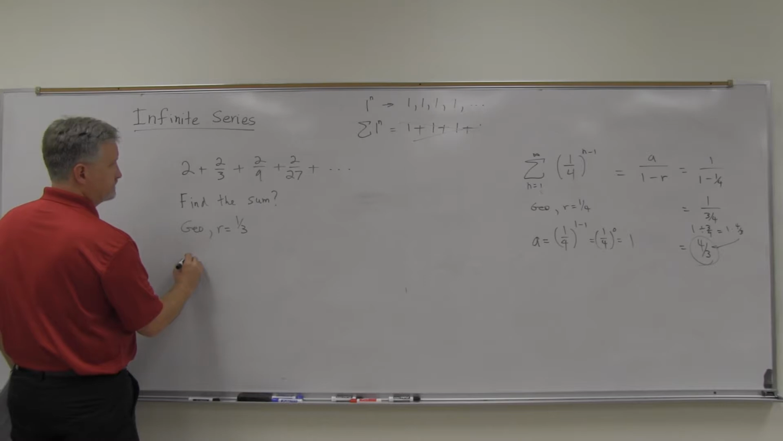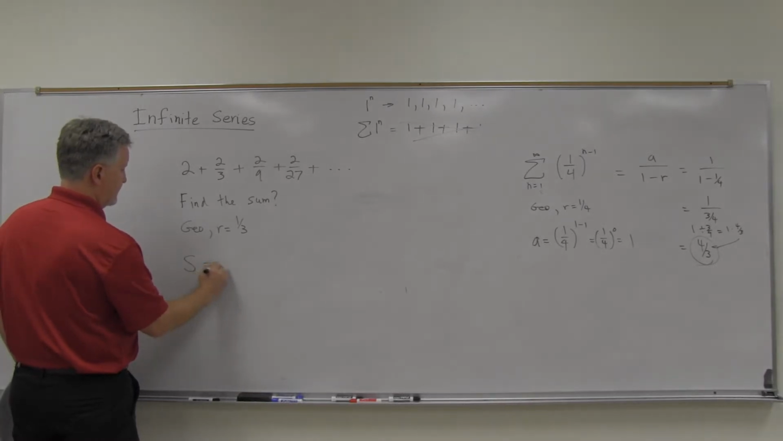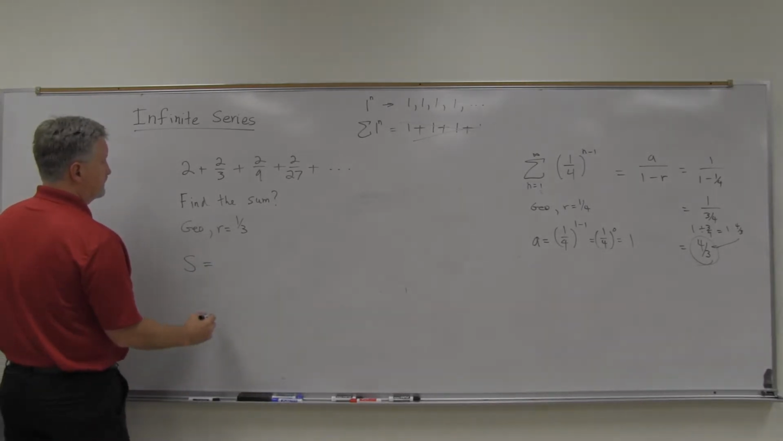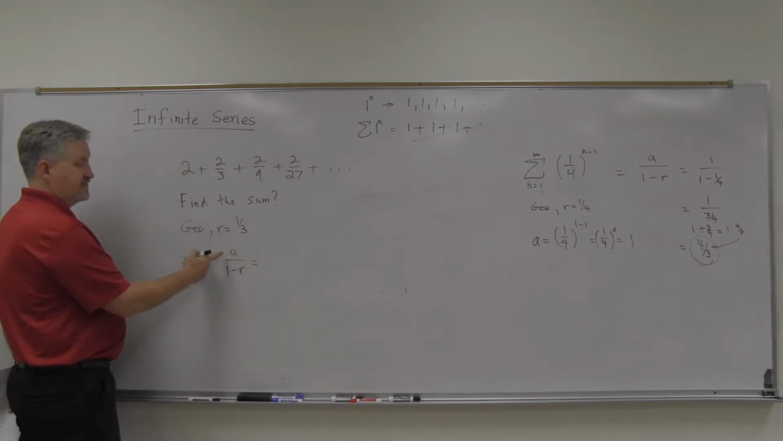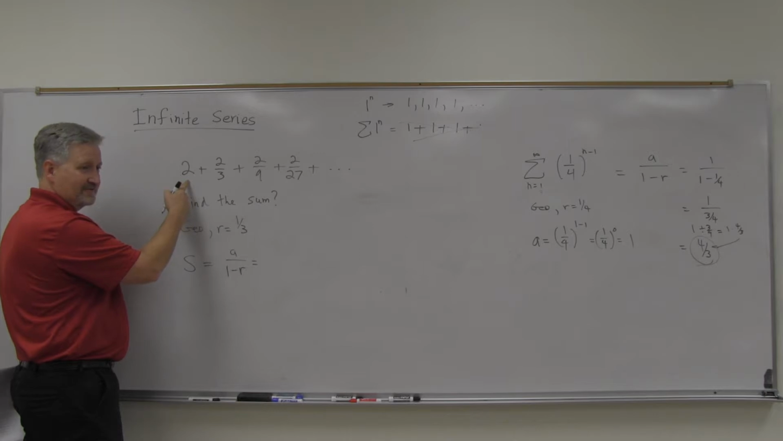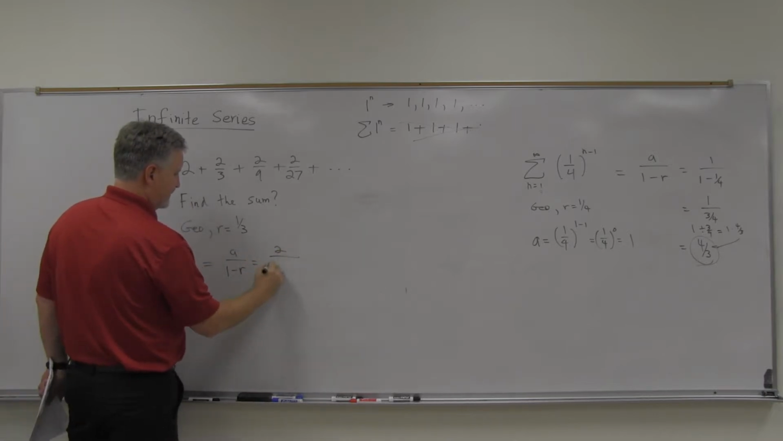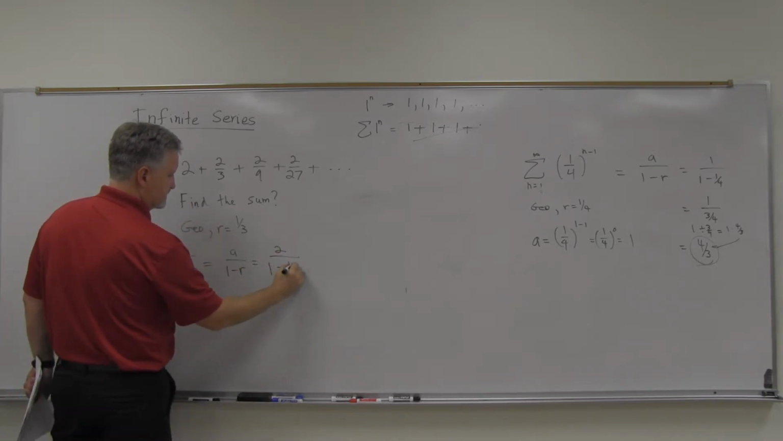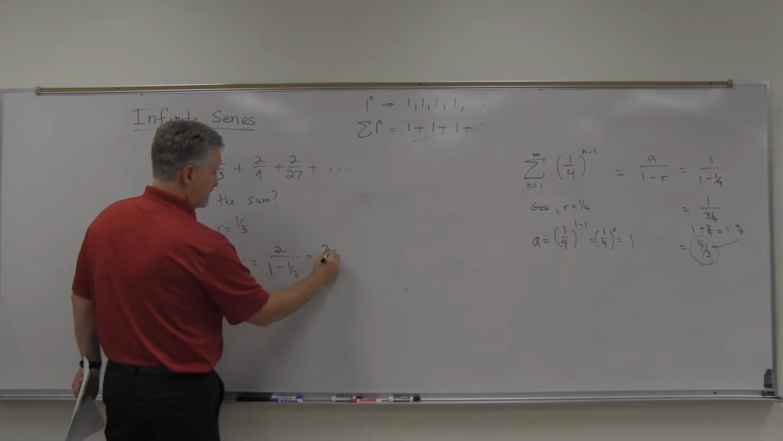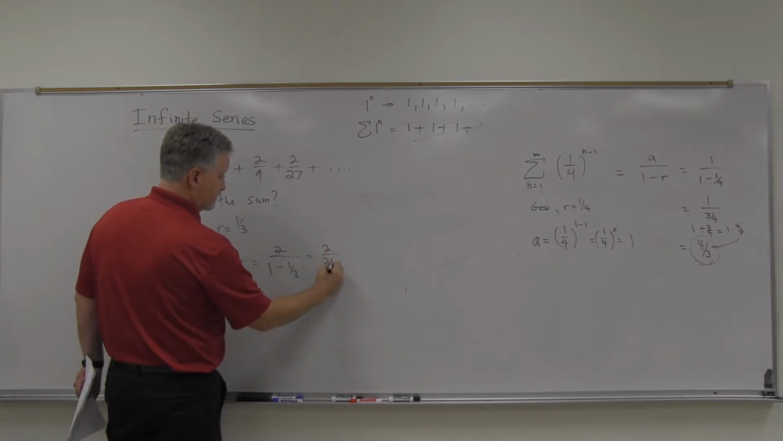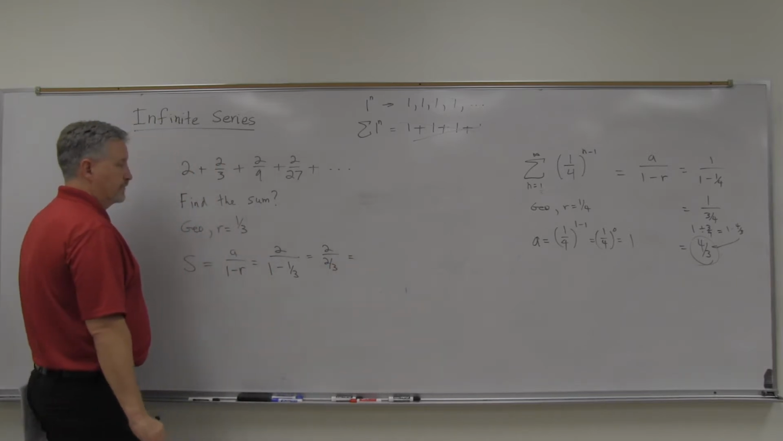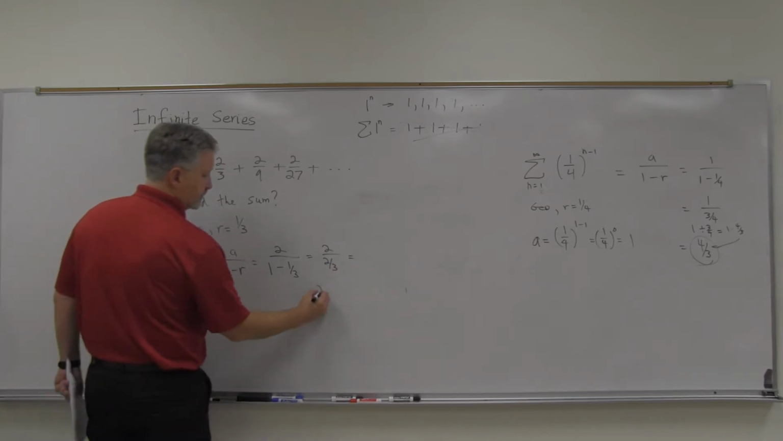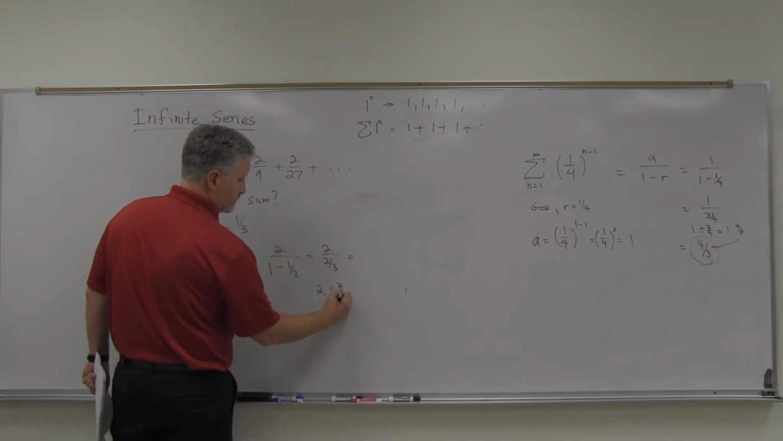So what's the sum? Call it S. That S would then be A over 1 minus R. Now the good thing is, in this particular case, the first term is already specified here. It's 2. And then the 1/3 is the R, so it's 2 over 2/3. What's that? 2 divided by 2/3? 2 times 3/2?